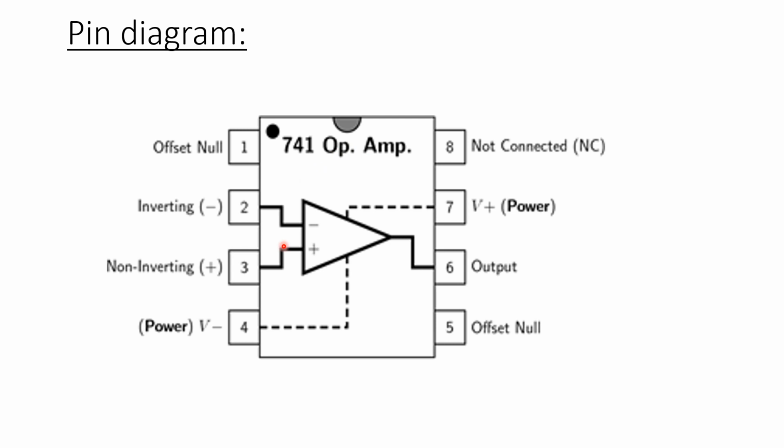Okay, this is the basic structure of the op-amp. Here you can see the symbol of the op-amp. It has two inputs. The inverting terminal is connected to the second pin. The non-inverting terminal is connected to the third pin. Output is taken from the sixth pin. Positive and negative supplies are provided on the 7th and 4th pins. Okay, this is the basic pin diagram of the LM741 op-amp.